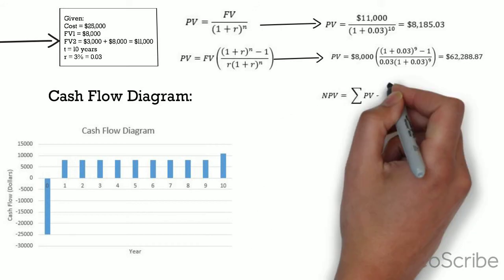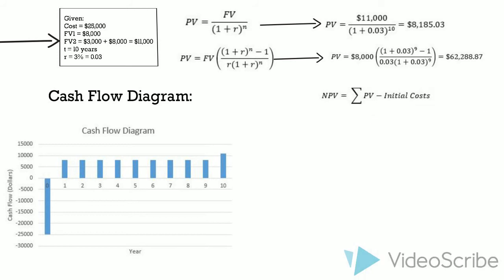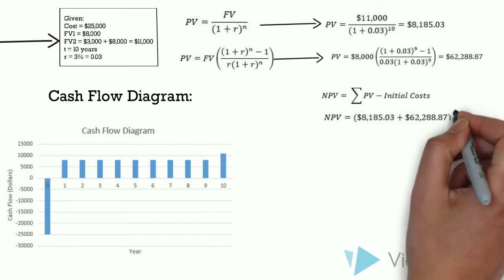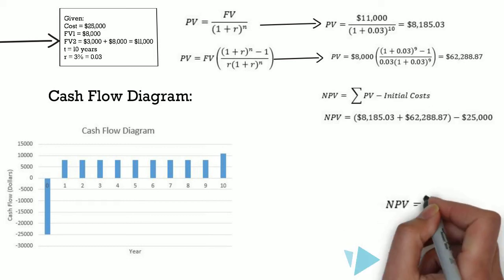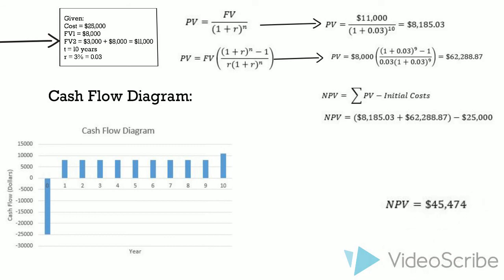The final step is to determine the net present value by accounting for the initial investment with respect to the total present value. In other words, the net present value will simply be the total present value we calculated in the first two steps of the problem, minus the initial $25,000 investment. When all is said and done, the net present value will come out to be $45,474. And that's all there is to it.